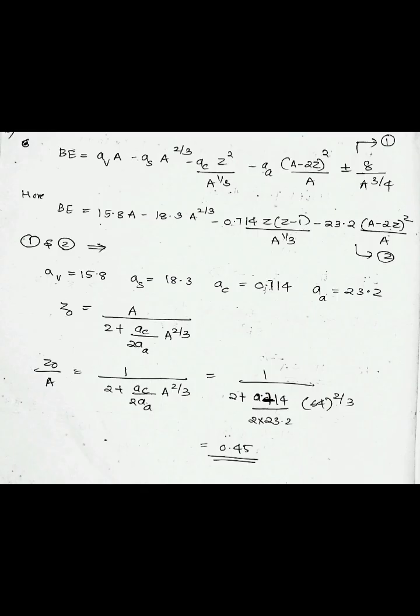Equations 1 and 2 imply AV is equal to 15.8, AS is equal to 18.3, AC is equal to 0.714, AA is equal to 23.2. Then for the most stable nucleus, Z0 is equal to A divided by 2 plus AC divided by 2 AA into A raised to 2 by 3. That is Z0 by A is equal to 1 by 2 plus AC by 2 AA into A raised to 2 by 3. This is equal to 1 divided by 2 plus 0.714 divided by 2 into 23.2 into 64 the whole raised to 2 by 3. This is equal to 0.45.